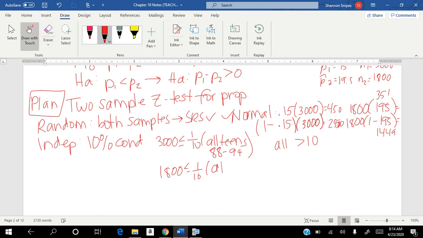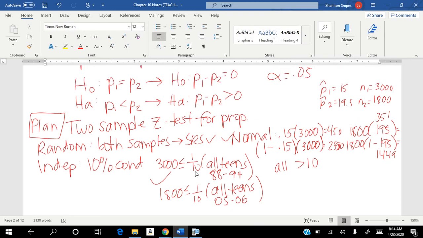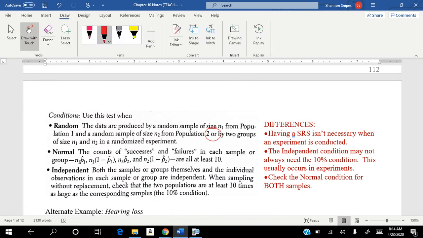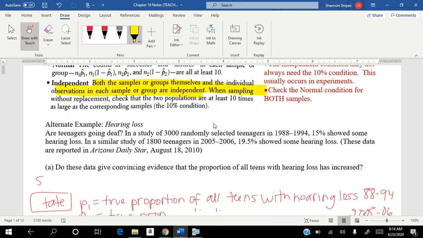1/10 of all teens in 05, 06. I think that's pretty safe to assume, so we'll say check. But the other difference is, I'm going to scroll back up, do you see right here where it says both samples or groups themselves and the individual observations are independent? So what we just did was we just checked the independence for the individual observations.